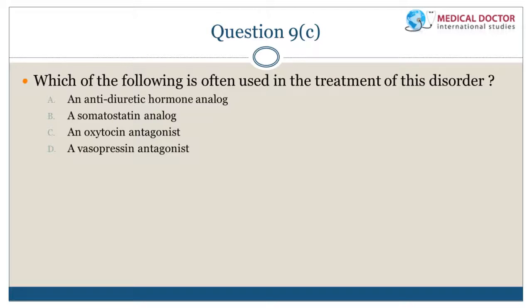Now, please take a moment and try to answer this question. And the answer is A. As we said before, one of the treatments used for von Willebrand's disease is using desmopressin, which would increase the release of von Willebrand's factor from endothelial cells.